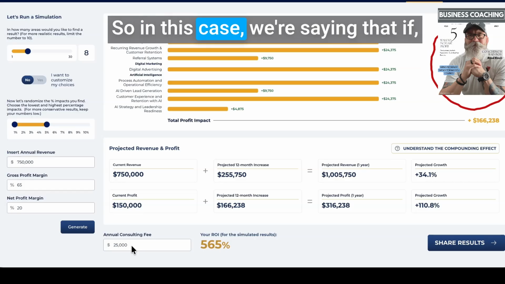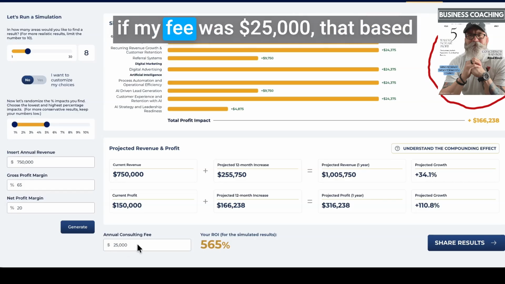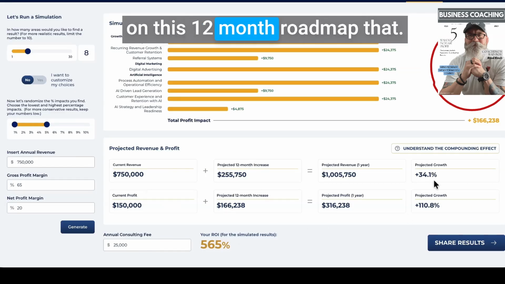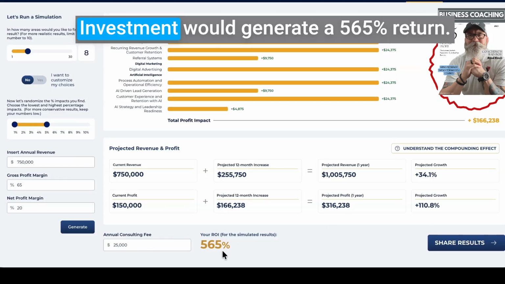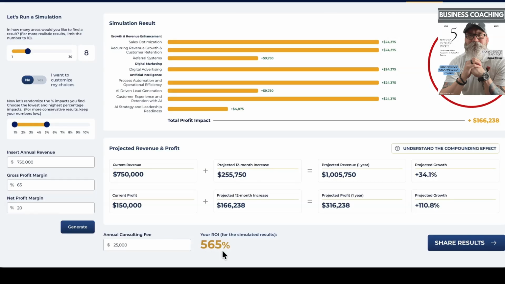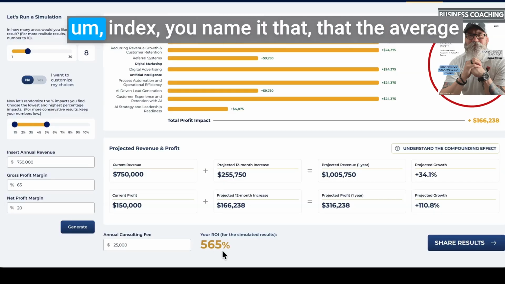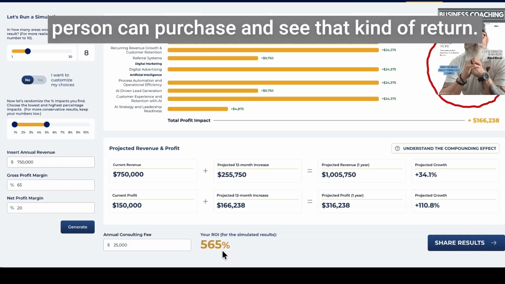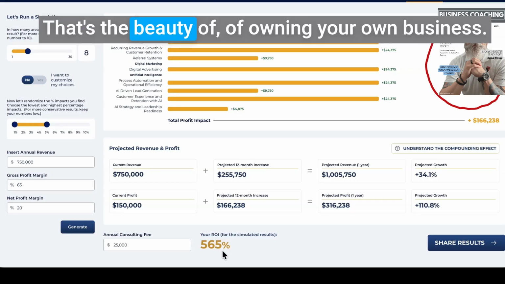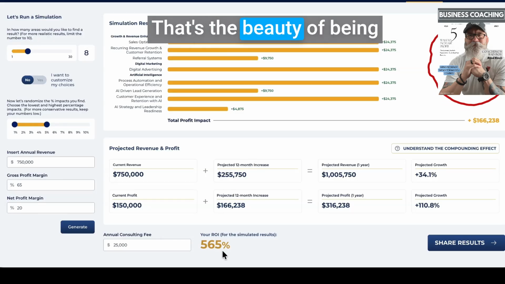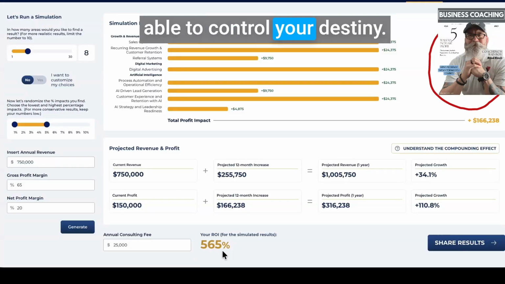So in this case, we're saying that if my fee was $25,000, that based on this 12-month roadmap, that investment would generate a 565% return. I don't know of a stock, a mutual fund, Bitcoin, index, you name it, that the average person can purchase and see that kind of return. That's the beauty of owning your own business. That's the beauty of being able to control your destiny.